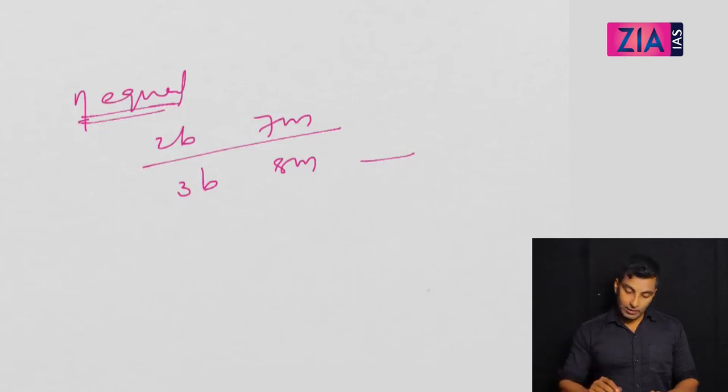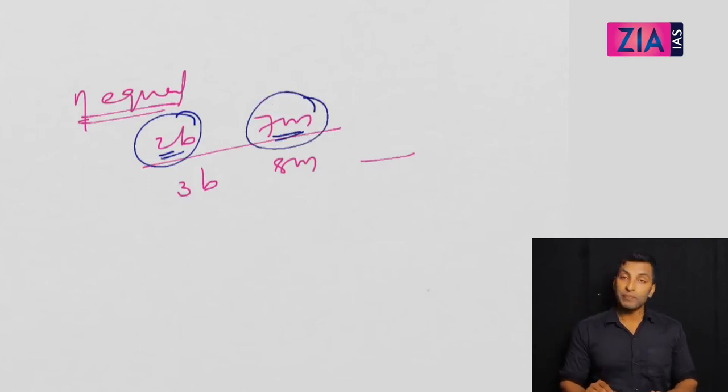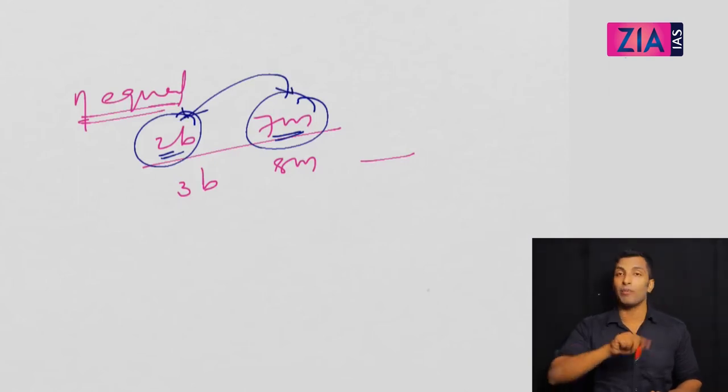Okay. So the point is, when I say 2 boys, the efficiency of both boys is equal. That means within the group, efficiency is equal. Then when I say 7 men, the efficiency of men within the group is equal. But between them it is different, men and boys. Otherwise we could have clubbed together. I hope this is clear.